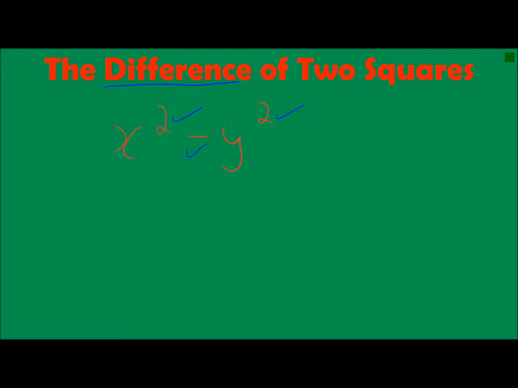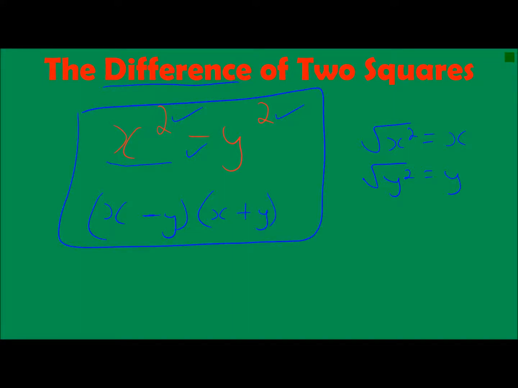So what we do is we take the first number, which in this case is x squared. Get the square root of x squared. What by what gives you x squared? The answer is x. Square root of y squared is y. That leaves x minus y. In the second bracket, what we have is x plus y. That's it. Job done. 100% correct.